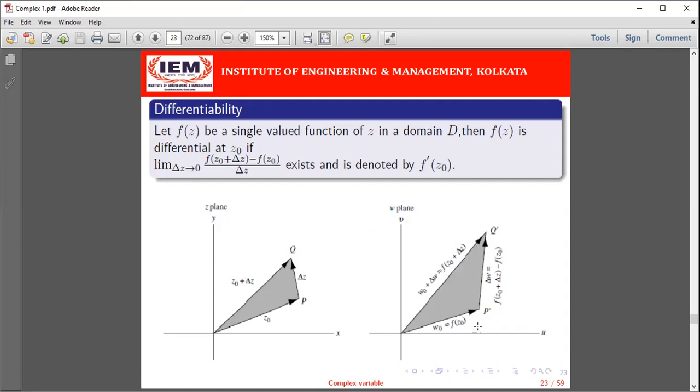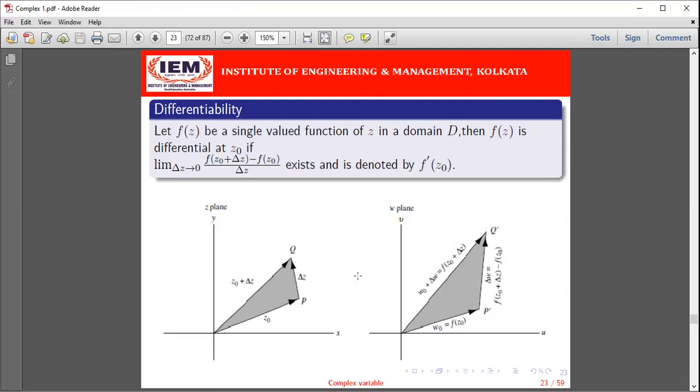Now, if we join the end point of P and the end point of Q by a vector, the length of this is the difference between these, because this is the vector law of addition. So in the dependent plane also, the value of the vector will be f of z0 plus del z minus w0, that means w0 plus del w minus w0. So del w is denoted as f of z0 plus del z minus f of z0.